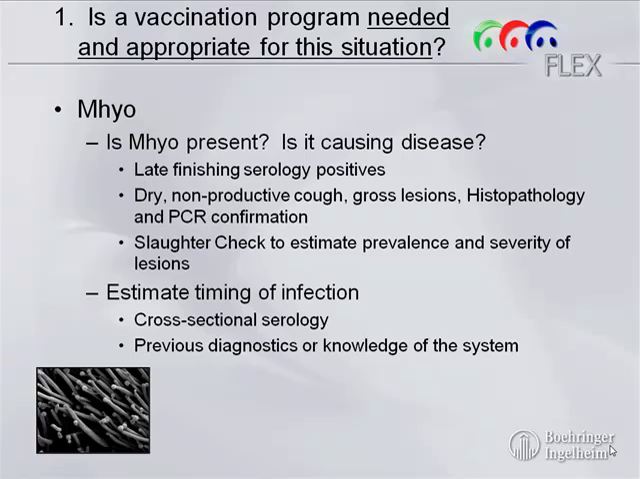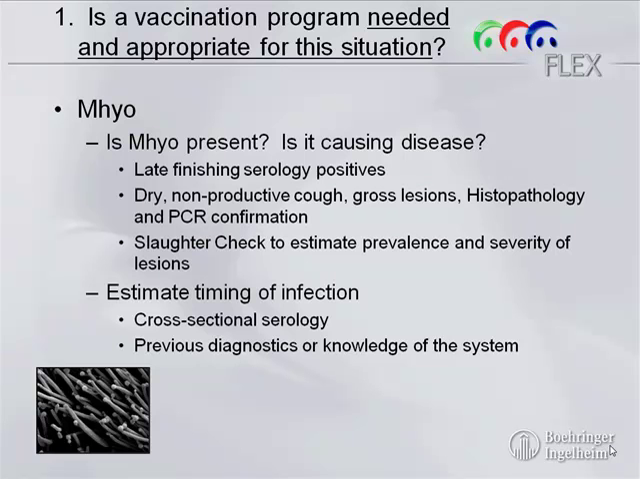I can see it. The pathologist can find it. And certainly you can do slaughter check. If they have late infection, you can do slaughter check to understand maybe how severe is it, how many pigs have it, how bad are those lung lesions. Those are all different avenues you can use. You might not be able to use all of them, but they're different avenues you can use in order to understand, is it there, is it causing disease?